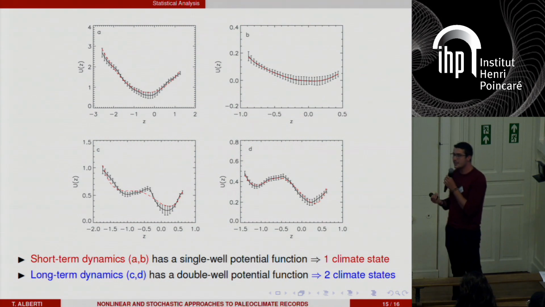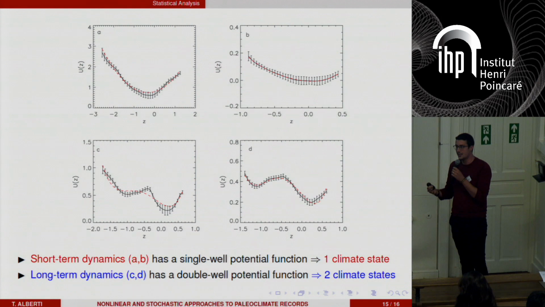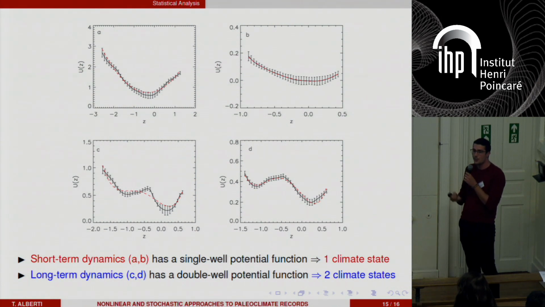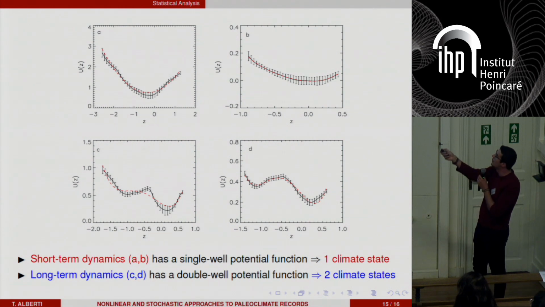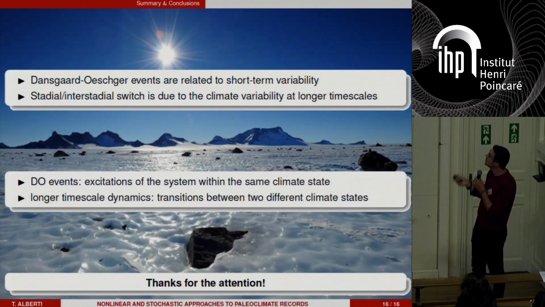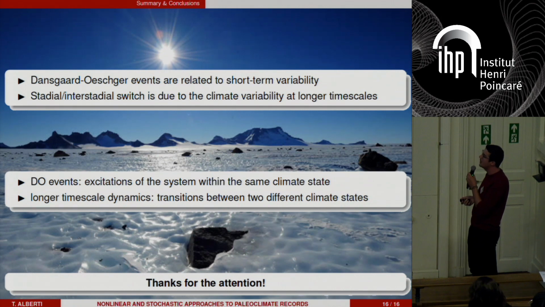So the Dansgaard-Oeschger events can be interpreted not only as noise-induced transitions, but also as physically related processes which occur inside a single state potential function with respect to the longer timescale dynamics, which represent the switch between stadial and interstadial periods. And these are the two main conclusions.